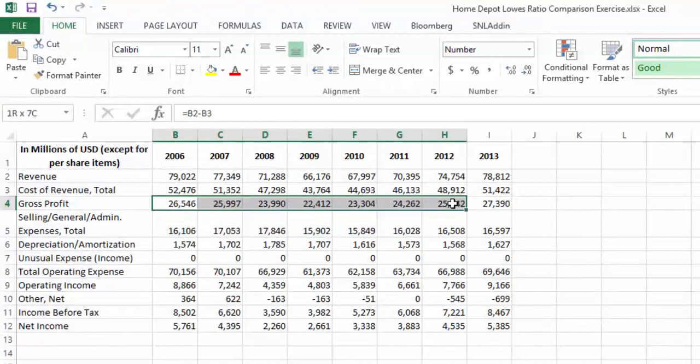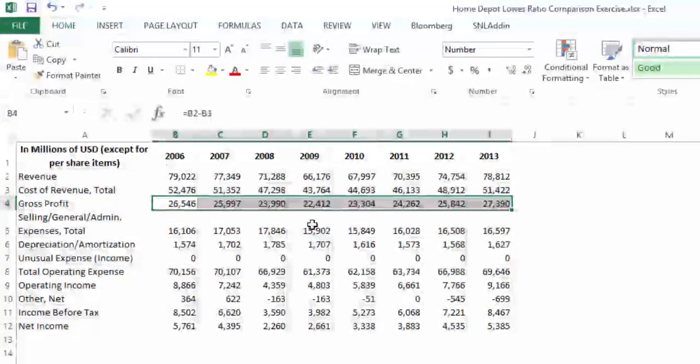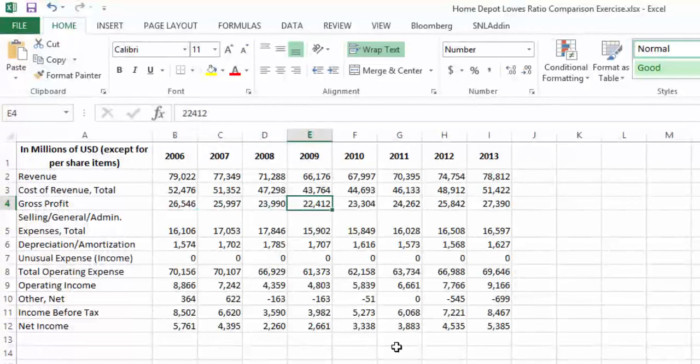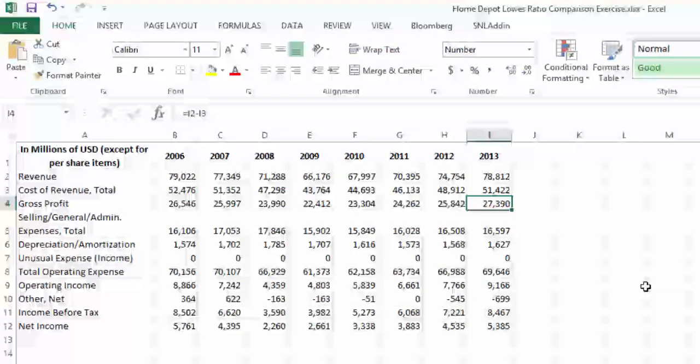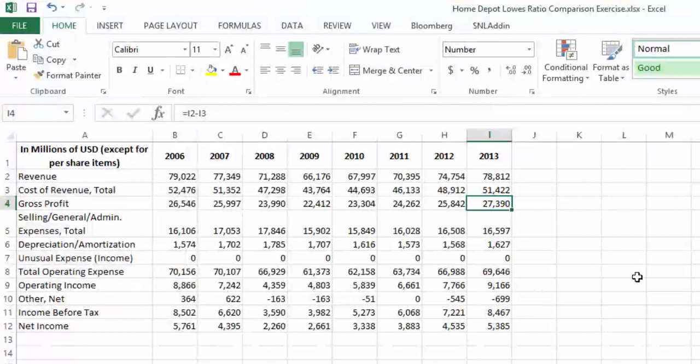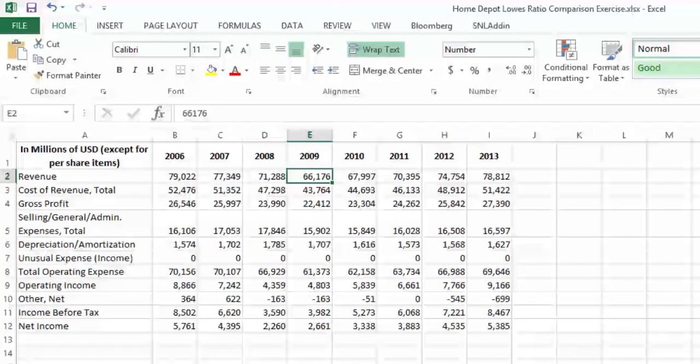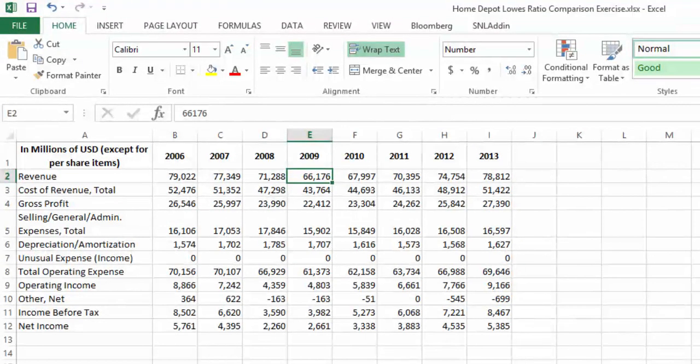Now the dollars are bouncing up and down here, right? They go from $26.5 billion down to $22 billion, and then back up to $27 billion. But we don't really get a sense of the margins or the relationships to sales, because sales plummeted during the recession, and we might want to ask the question: were they able to turn those more meager sales into profits?